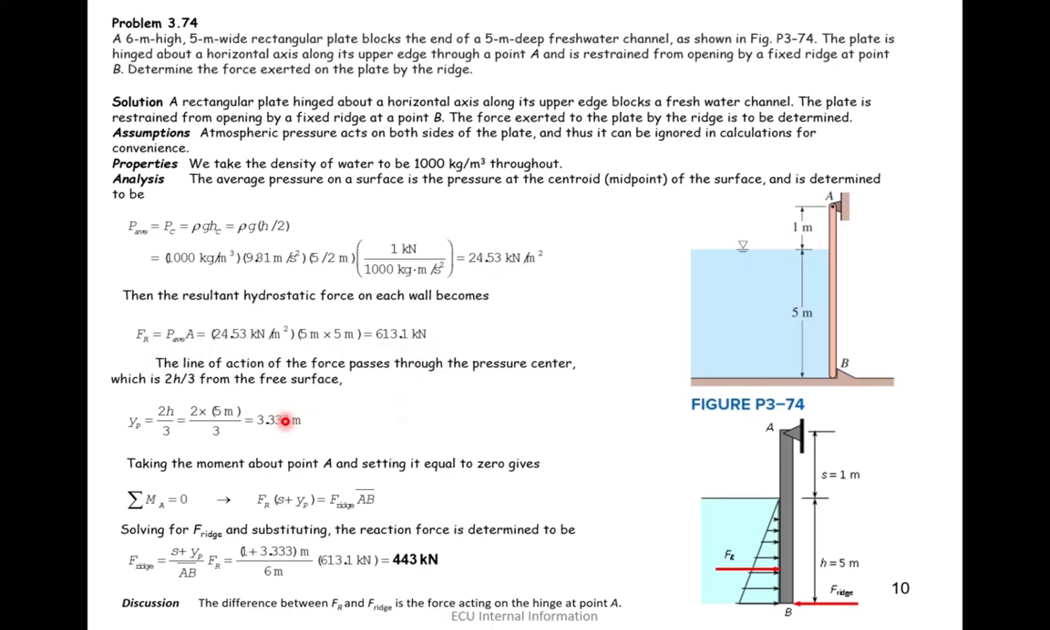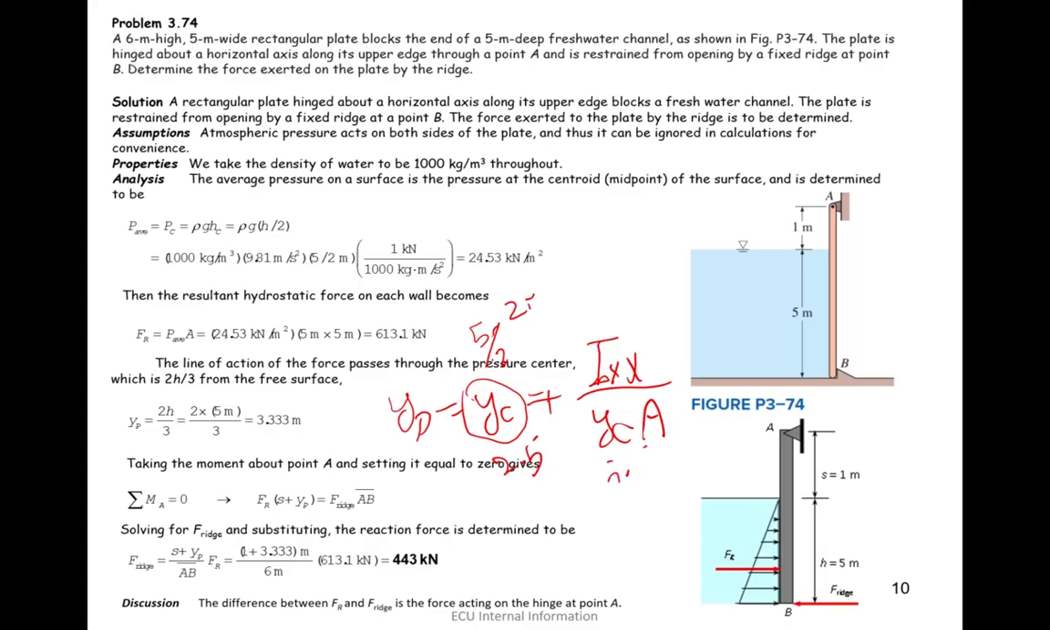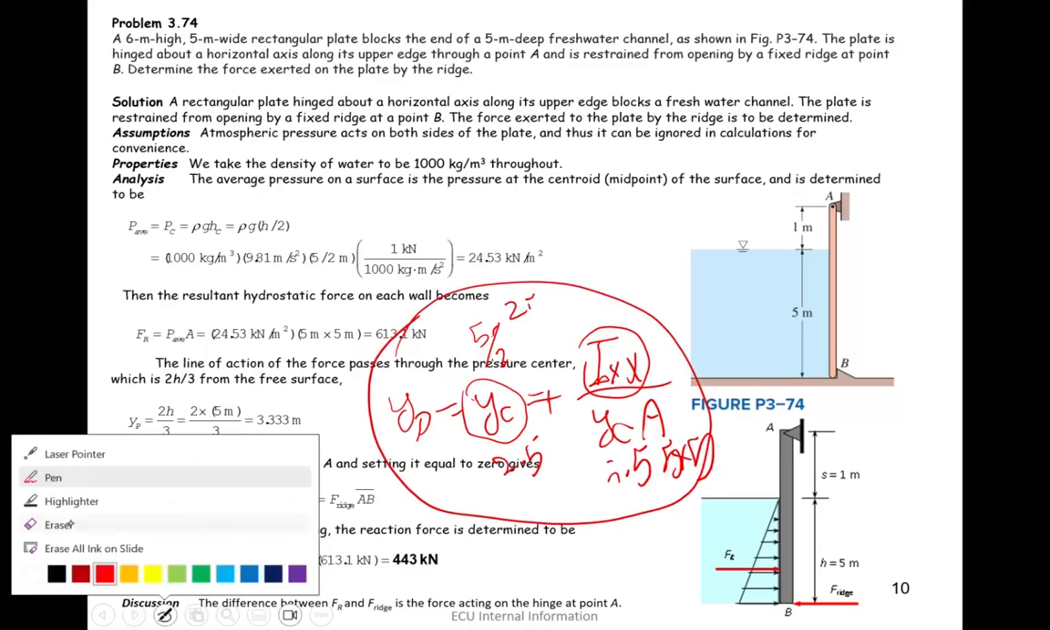Now we need to work out what the line of action for this plate is, and the equation that we used is yp equals yc plus moment of inertia xx over yc times A. So if you put yc in there, which is 5 divided by 2, 2.5 here, 2.5 here, 5 by 5 here, and then the moment of inertia you need to work out, and then it gives you what yp would be.